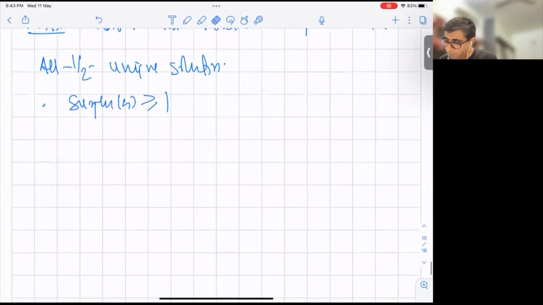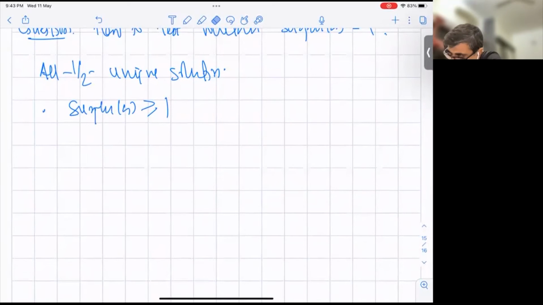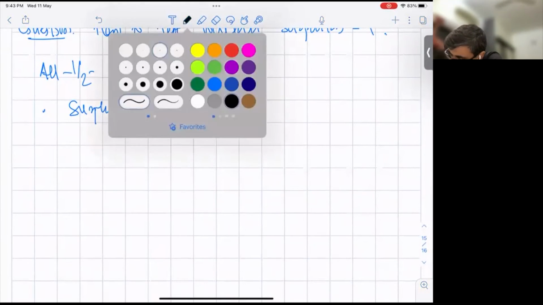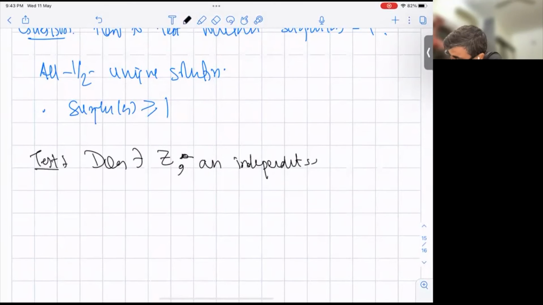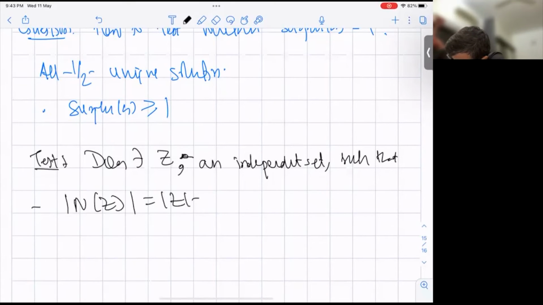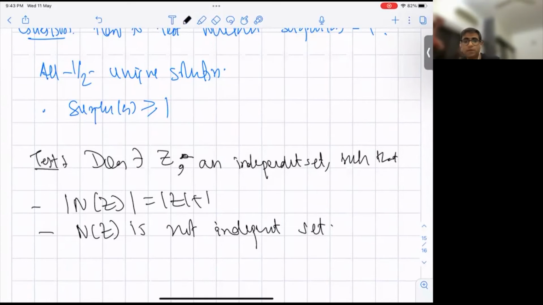So I want to first test this, and then we will move to the other testing. The test: does there exist Z, an independent set, such that the neighborhood of Z is equal to |Z| plus 1, and the neighborhood of Z is not independent?